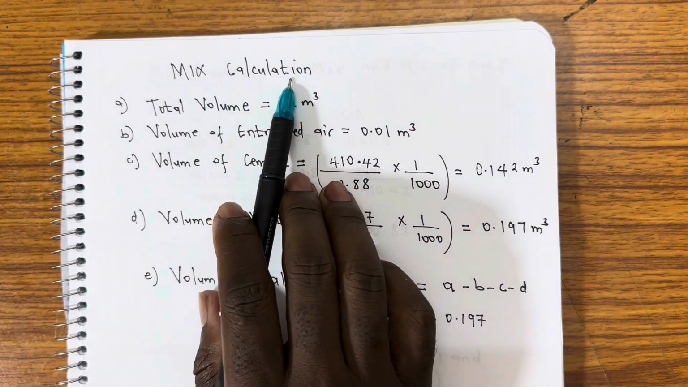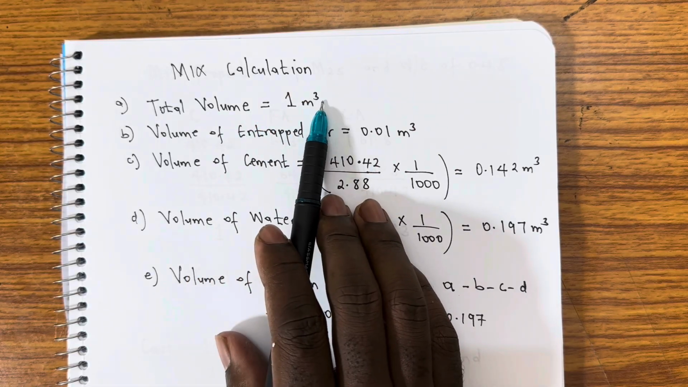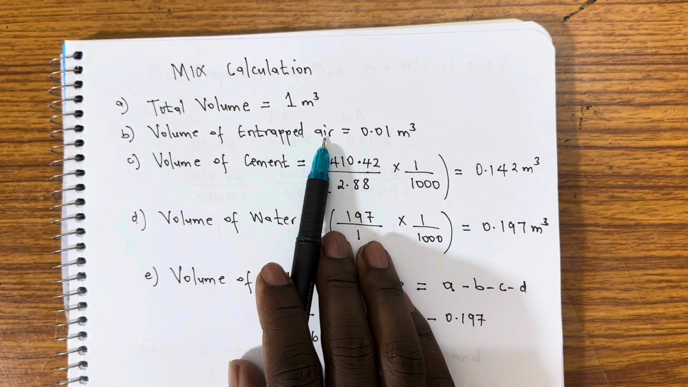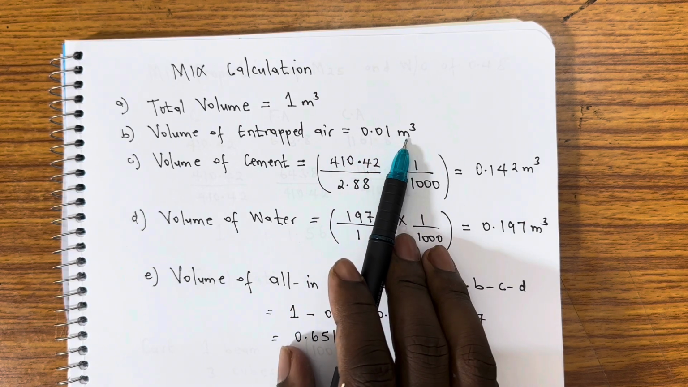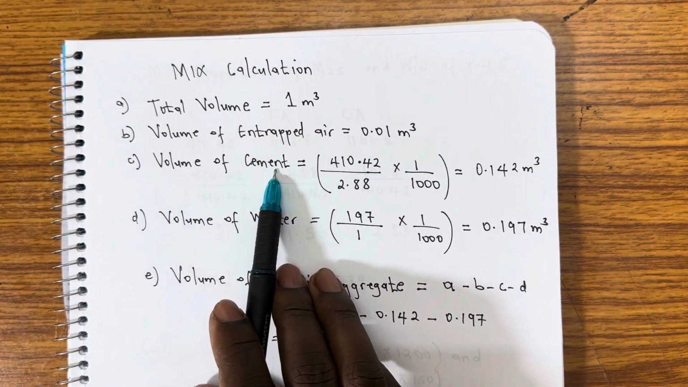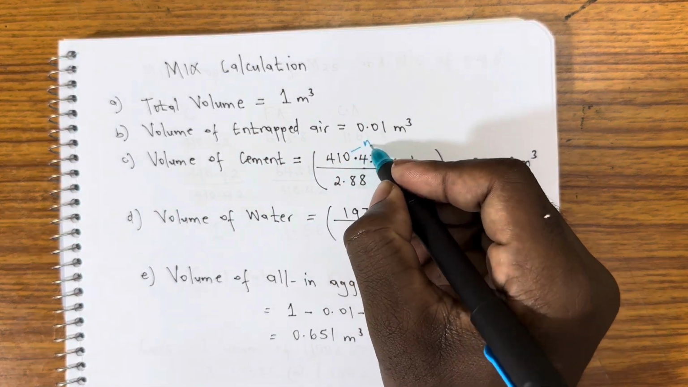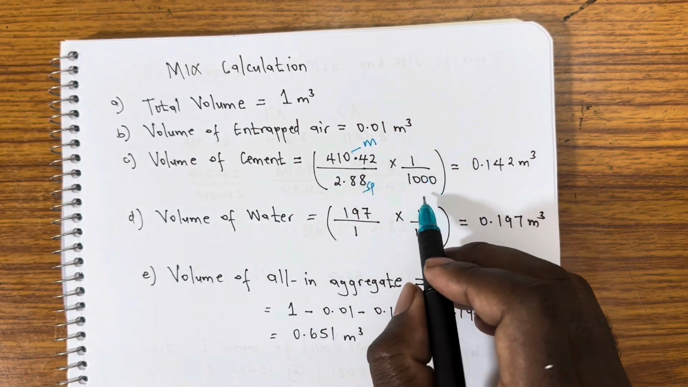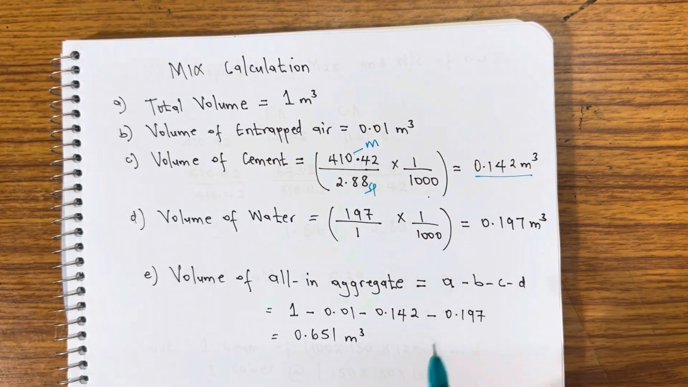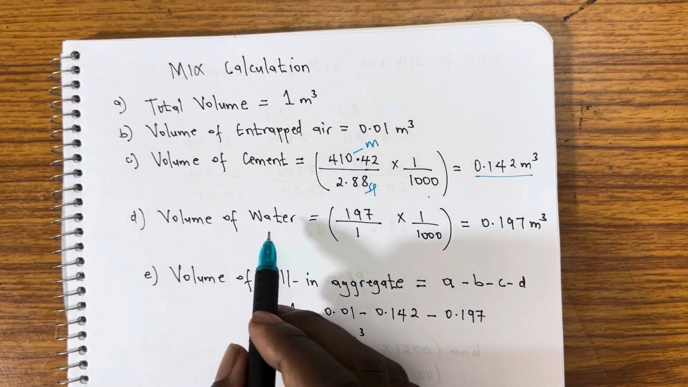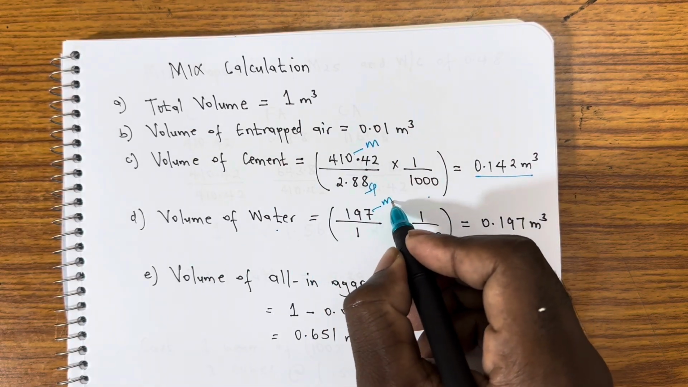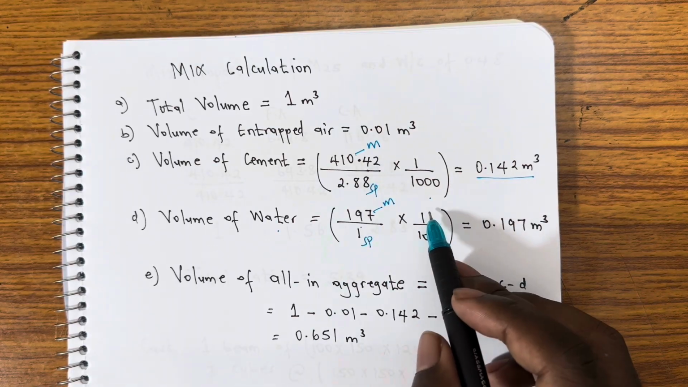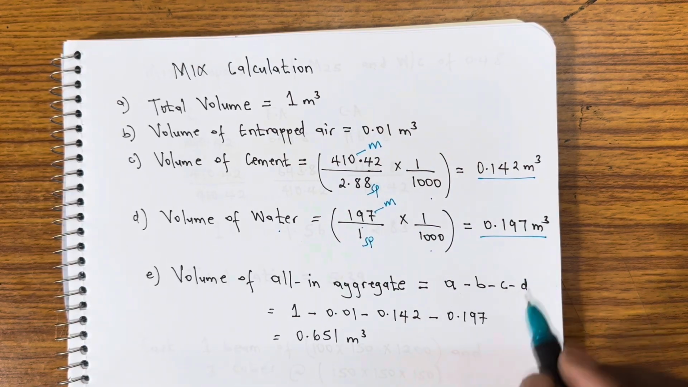In our mix calculation, total volume is 1 meter cube. The volume of the entrapped air was 1%. Now, in terms of volume, it is 0.01 meter cube. Volume of cement is equal to mass of cement over specific gravity of cement times 1 by 1,000. The answer is 0.142. Volume of water is equal to mass of water that we got over specific gravity of water, which is 1, times 1 by 1,000. You get 0.197 meter cube.